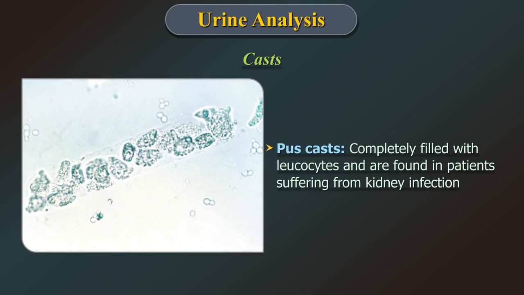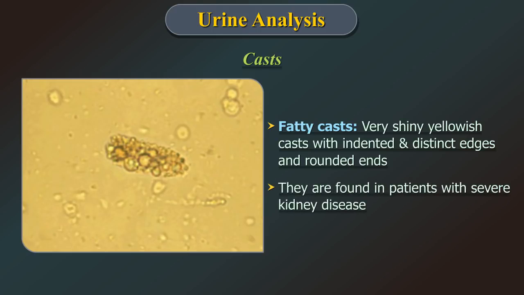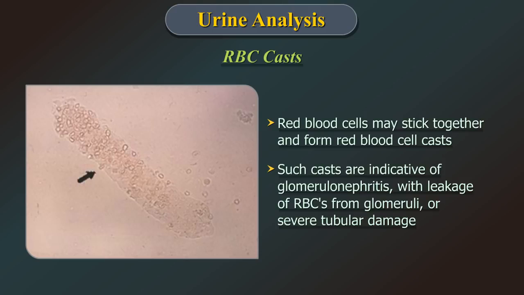Pus casts or WBC casts are completely filled with leukocytes and are found in patients suffering from kidney infection. Fatty casts are shiny yellow casts with indented and distinct edges and rounded ends, found in patients with severe renal disorder. RBC casts. RBCs may stick together and form red blood cell casts. Such casts are indicative of glomerulonephritis with leakage of RBCs from glomeruli or severe tubular damage.